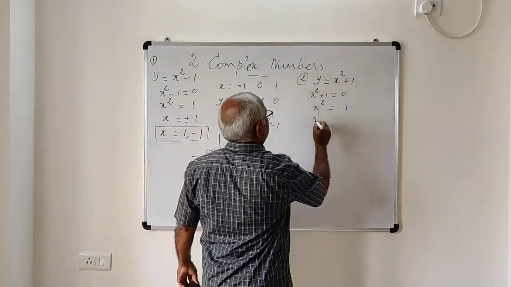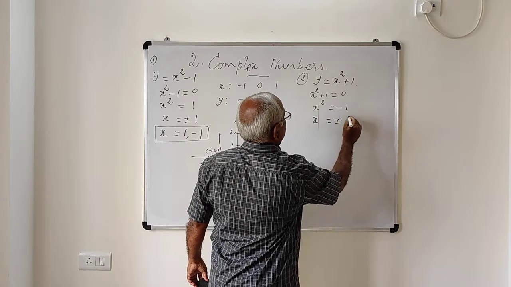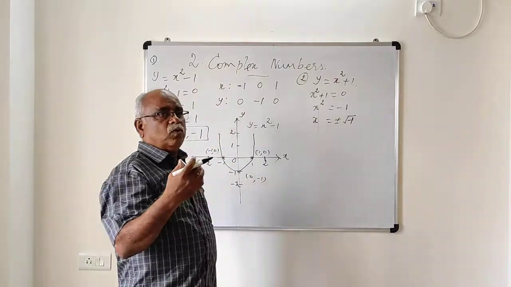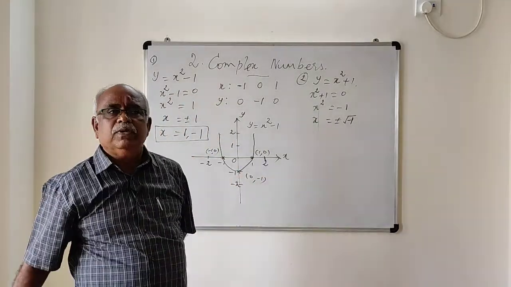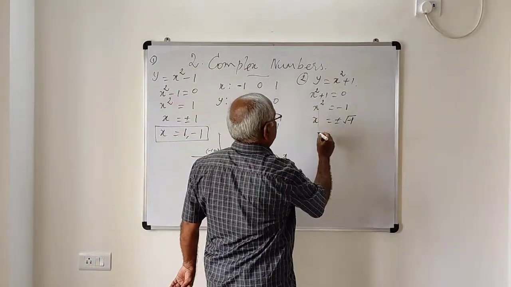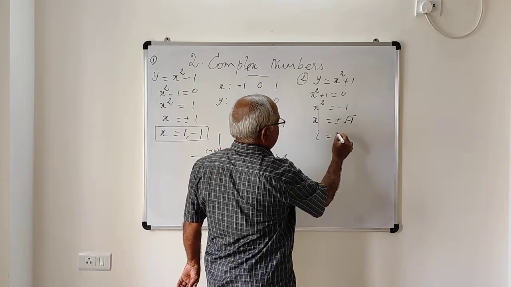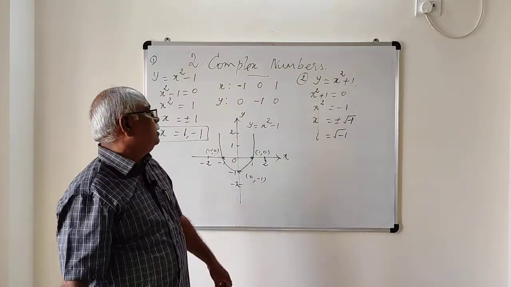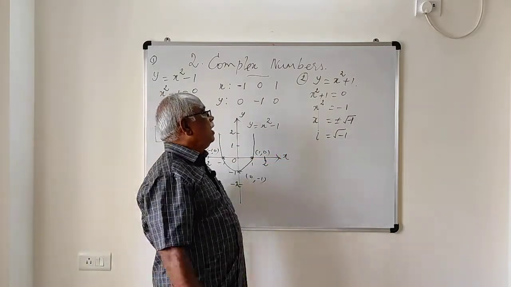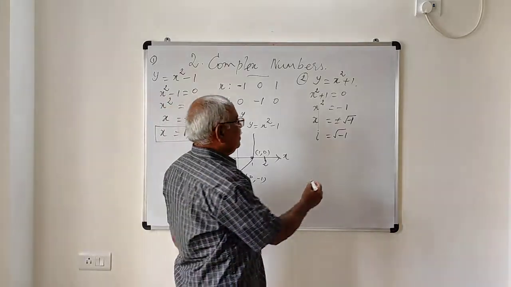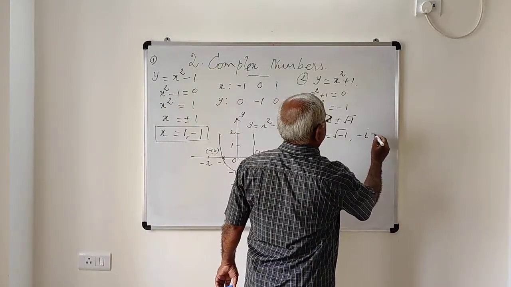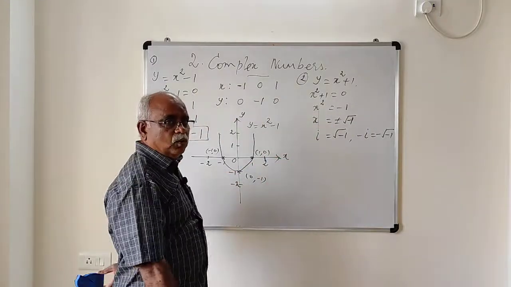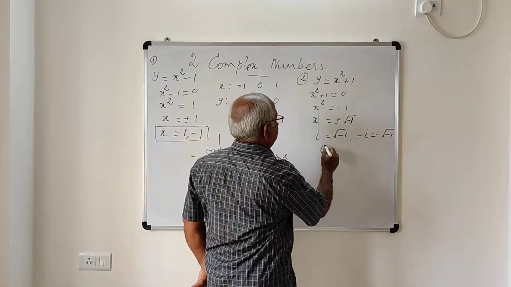Therefore, x is plus or minus root of minus 1. The square root of a negative number is also impossible. Hence, it is defined by i, root of minus 1. i is root of minus 1. Minus root of minus 1 is minus i. So plus or minus root of minus 1 are the two values, i comma minus i.